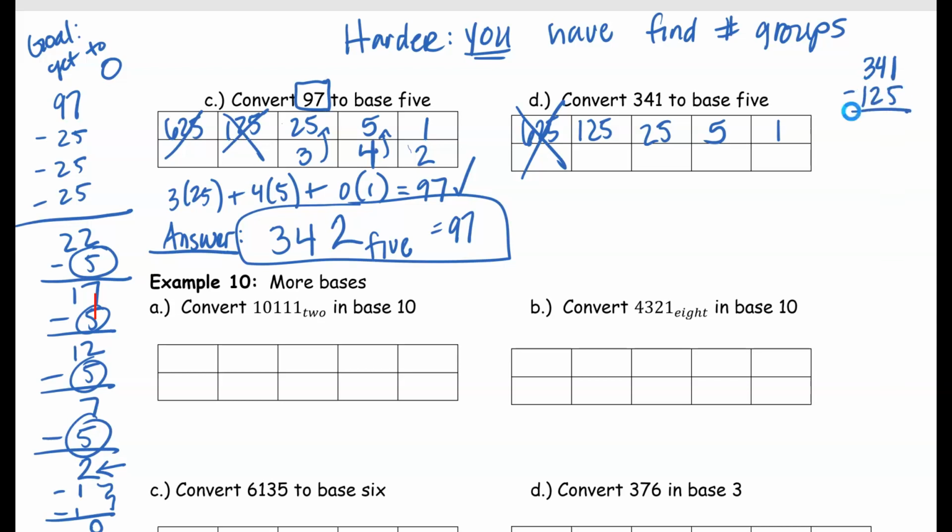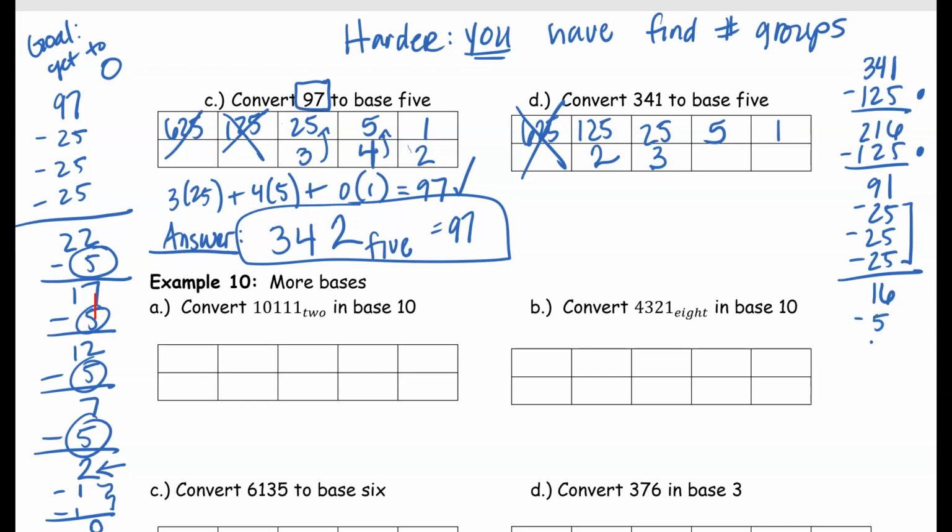So I could take off 125. I could do it again. So I did it twice here. So once, twice. I can't do it again because I don't have enough. I'm left with 91. So I made 2 groups of 125. And then I'm going to subtract 25 and 25 and 25. So that's 75. So I have 3 groups here of 25. And if I subtract 75, I end up getting 16.